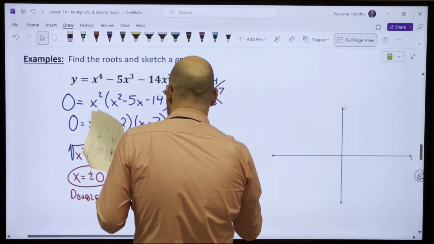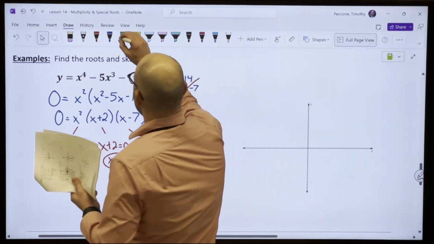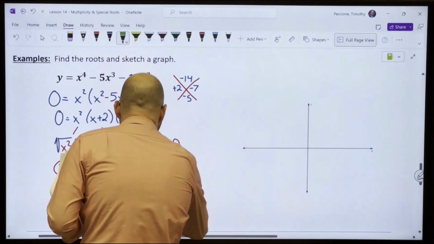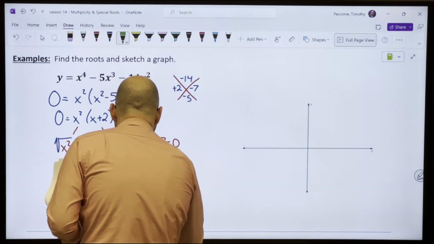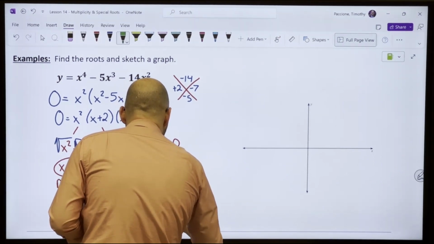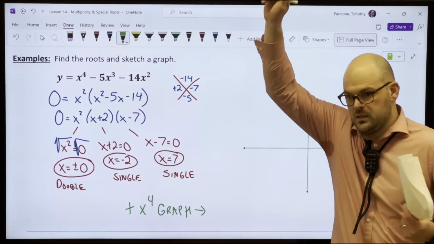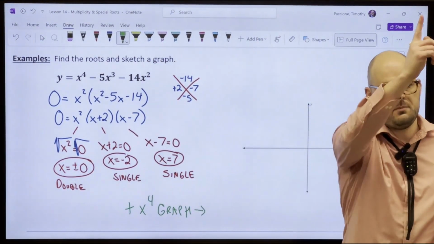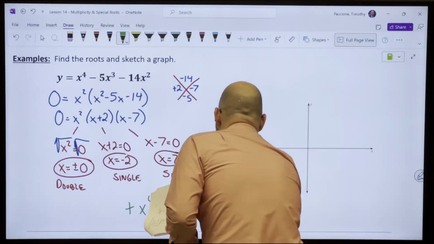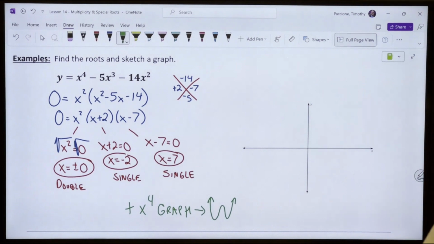All right? Now, before we graph this, there's a couple things we want to think about. First of all, if I have a positive x to the 4th graph, what's that going to look like in terms of its end behavior? Top, squiggly, back to the top, right? So we like to sketch first so we know that our final product will look like that, right?